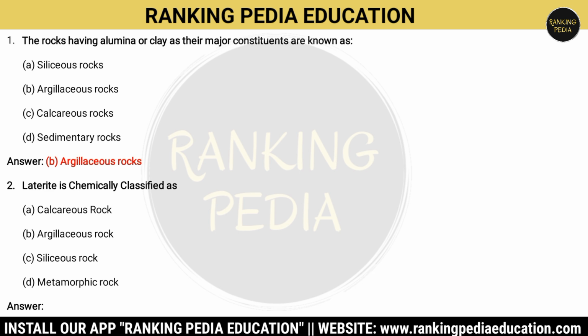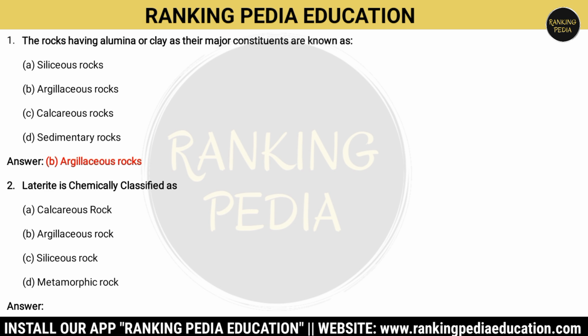Next question is, laterite is chemically classified as, your options are calcareous rocks, argillaceous rocks, siliceous rocks or metamorphic rock. So you have to tell laterite is chemically classified among which rocks. Calcareous rocks, as I have told you, have the principal constituent lime: limestone, marble or dolomite. For argillaceous rocks, the principal constituent is alumina, that is Al2O3. These rocks are hard and brittle. Slate and laterite come in argillaceous rocks.